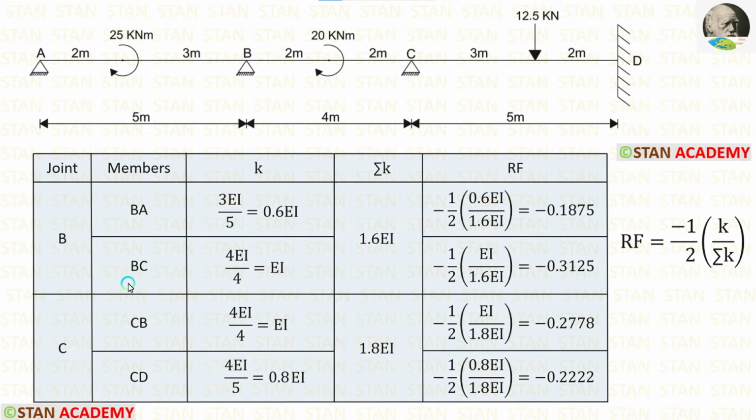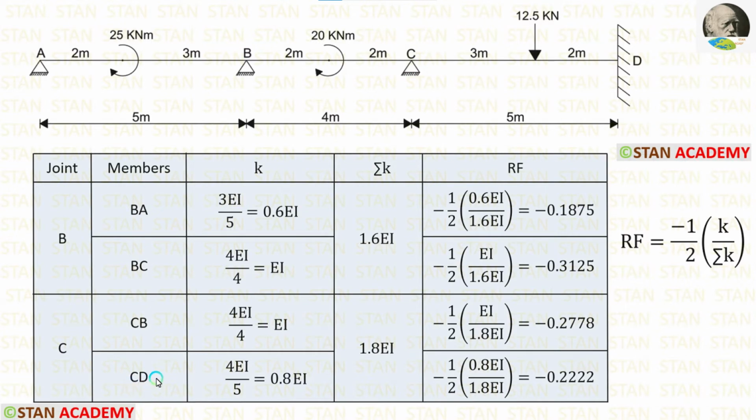Now, let us calculate the stiffness for CB. For that, from the joint C, we have to look at the point B. The point B is continuous because after the point B, there is a span BA. If the far end is continuous, the formula for stiffness is 4EI upon L. Length of CB is 4 meter. Let us apply that. Finally, we are getting EI.